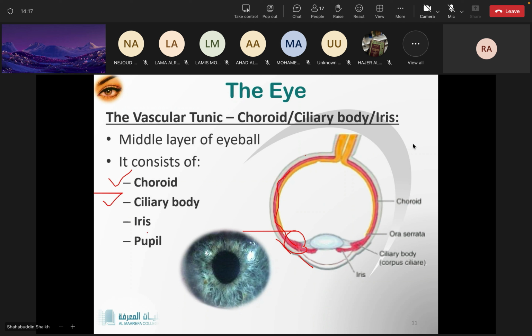And from the ciliary body, there is a diaphragm-like muscle extending towards the center. This is called the iris, and it has a gap in between. This opening or gap, which looks black here, is called the pupil. So this is the basic anatomy of the middle layer. It consists of choroid, ciliary body, iris, and pupil.